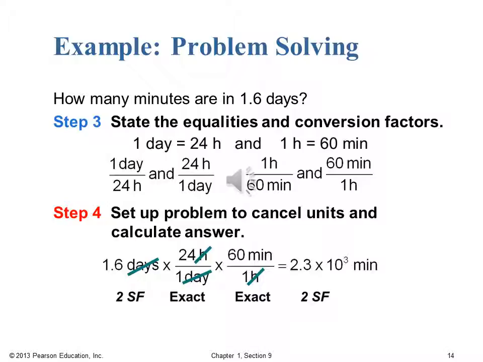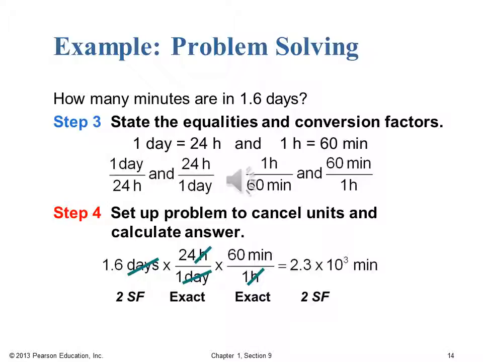If we do this, and we have to be careful, we'll cancel all the units. That's easy enough to do. But we have to make sure that we multiply all the numerical portions together. Fortunately, our denominators are 1 times 1 times 1, if you really want to start with that 1.6 days over 1 as a fraction. So we've got to multiply 1.6 by 24 by 60, and we should end up with a final result of 2.3 times 10 to the 3 minutes.